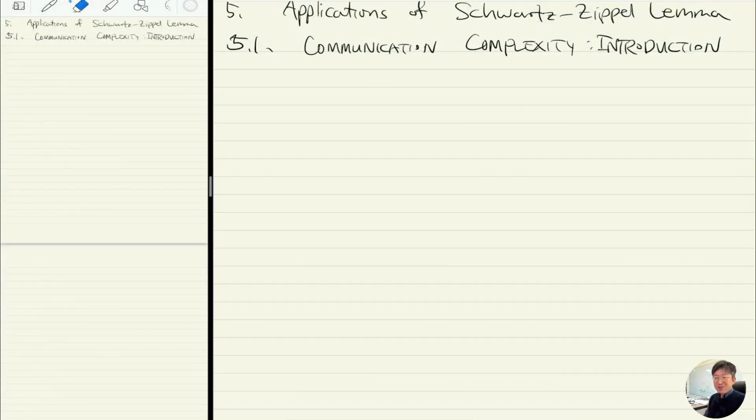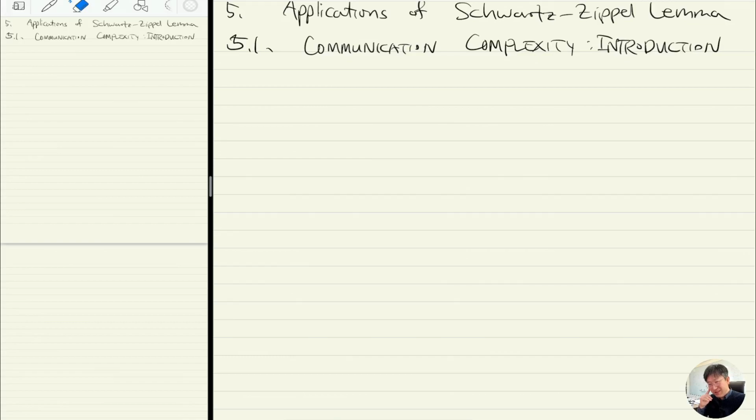Now we are starting a new chapter on the applications of Schwarzschild lemma. But depending on the topic, I'm gonna describe more background and more interesting stuff. And then at the end, I will tell you one application by using the Schwarzschild lemma. Do you remember this lemma?